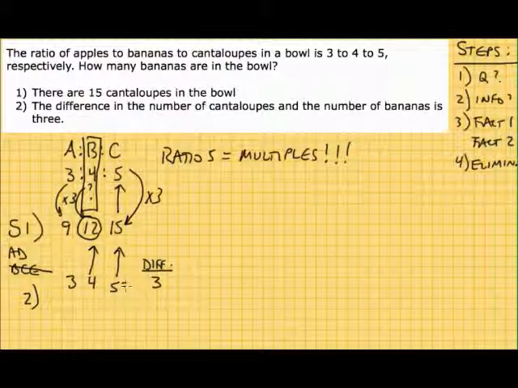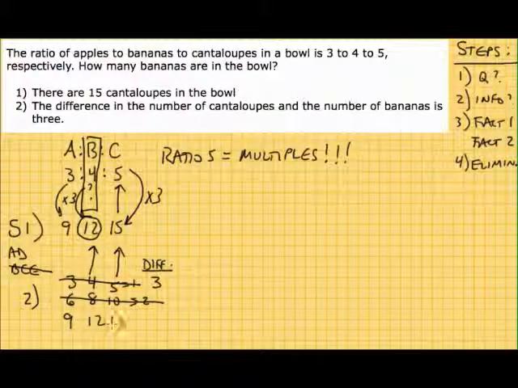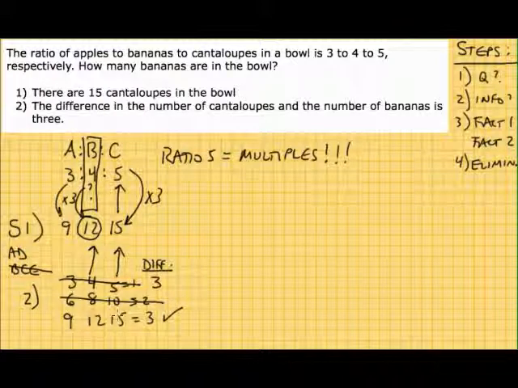Well, that doesn't match, so it's out. The next multiple would be 6, 8, and 10. Is that a difference of 3? No, it's a difference of 2. That doesn't match, so it's out. Remember, if your numbers don't match what the fact told you, you have to chuck it. If we have 9, 12, and 15, that's a difference of 3, and that matches. So we could have 12 bananas.